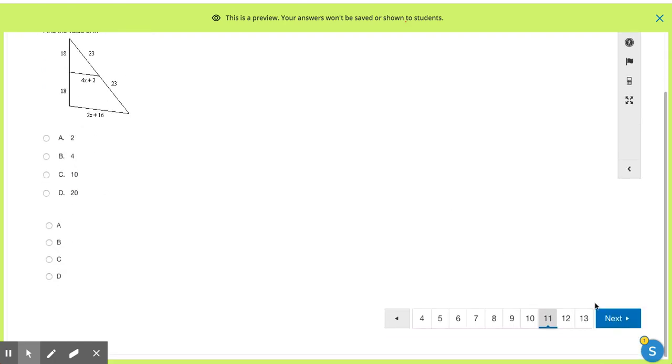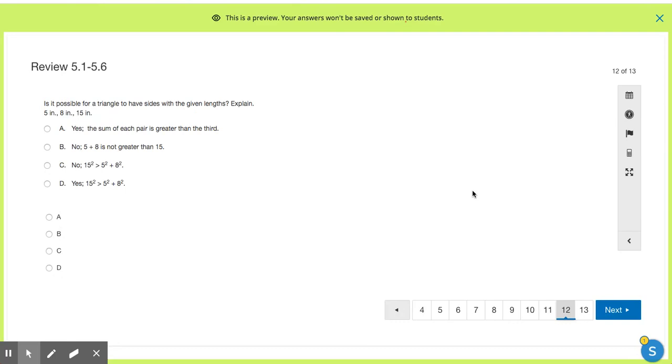All right, we did 11. We have 12. Is it possible for a triangle to have sides with the given lengths? No, because 5 plus 8 is not greater than 15. Remember, I need to be able to add up any two sides to be greater than the third side. And if I do 5 plus 8, that's only 13, and that is not greater than 15.